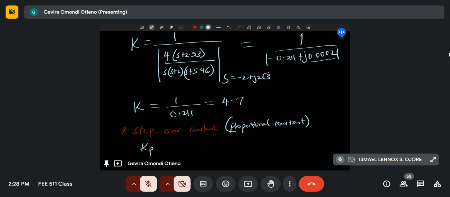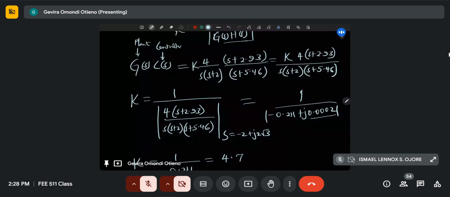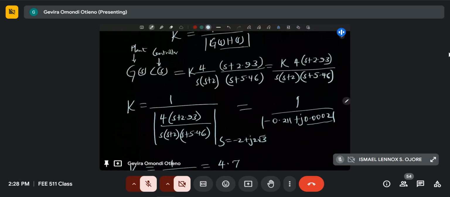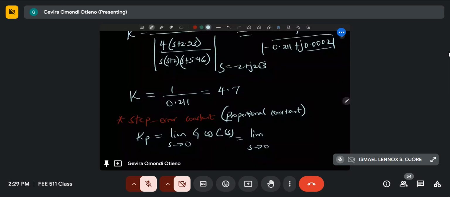Now remember, we mentioned that basically when you're using a lead compensator, then we are actually using proportional plus a derivative. So Kp in itself is given, you take limits as s tends to 0. This is a formula of g of s, c of s. So g of s, c of s is here. So this is the same as limits as s tends to 0 of 4 over s into s plus 2. And the other one, I think it's s plus 2.93 over s plus 5.46.